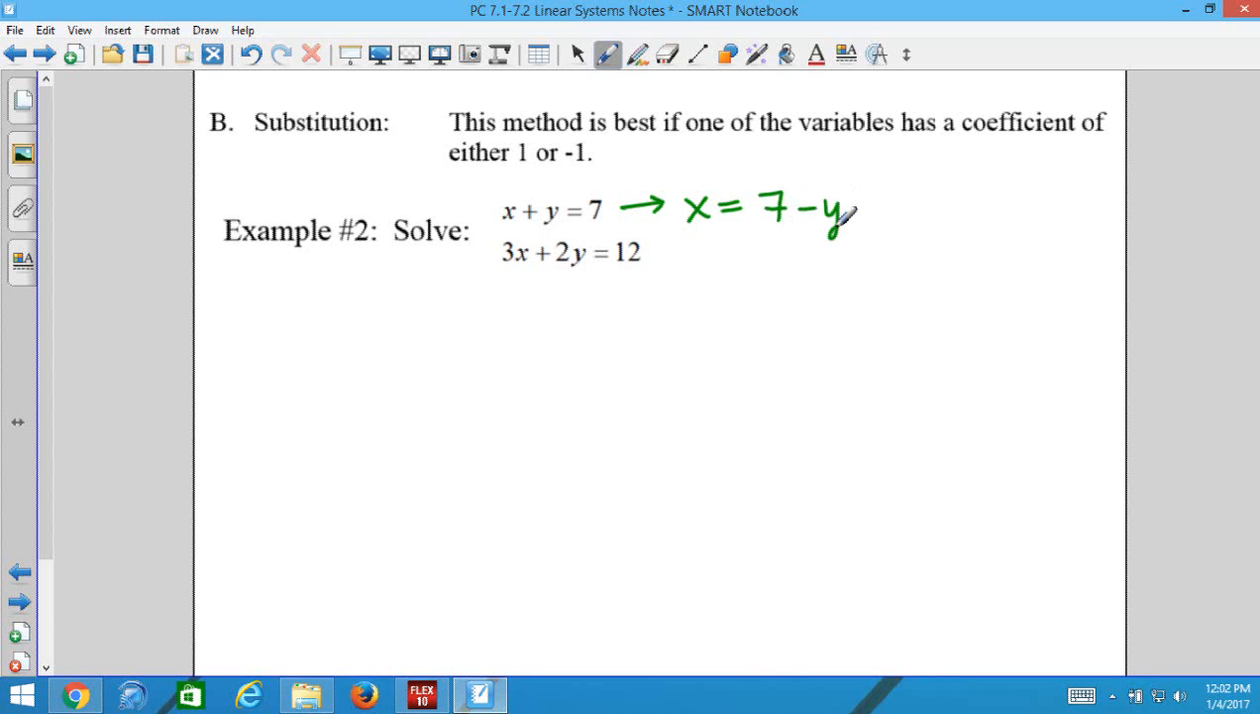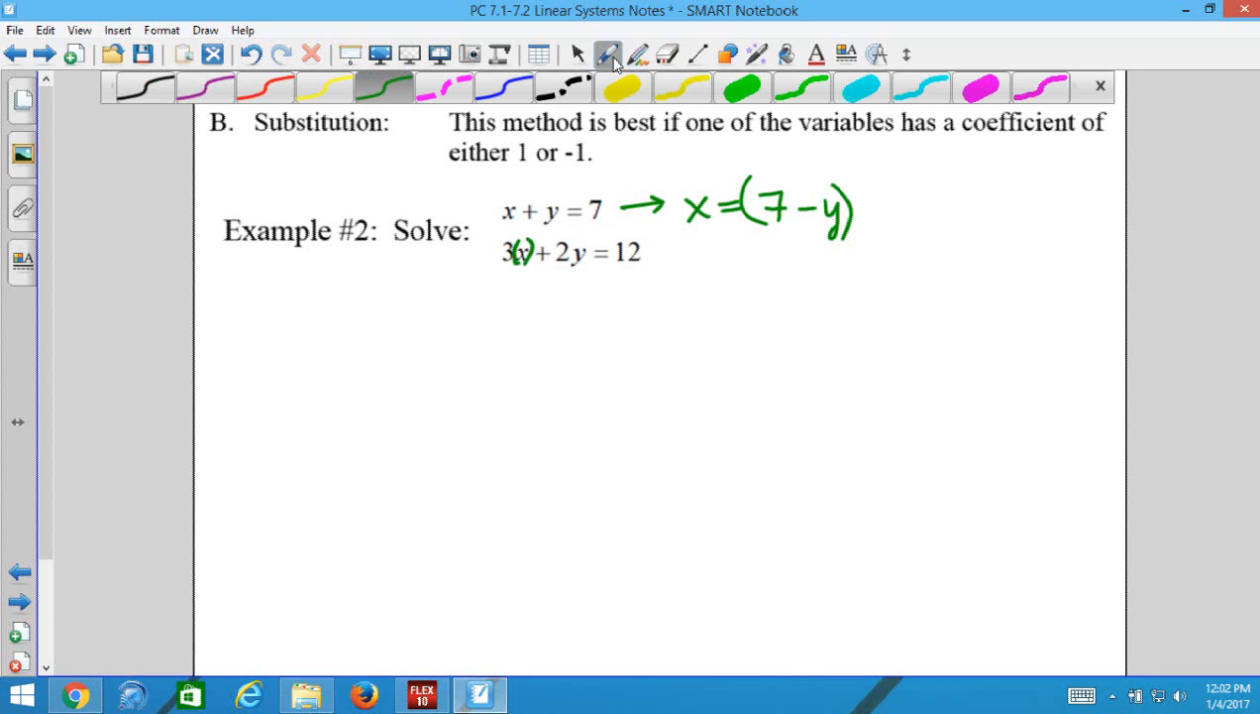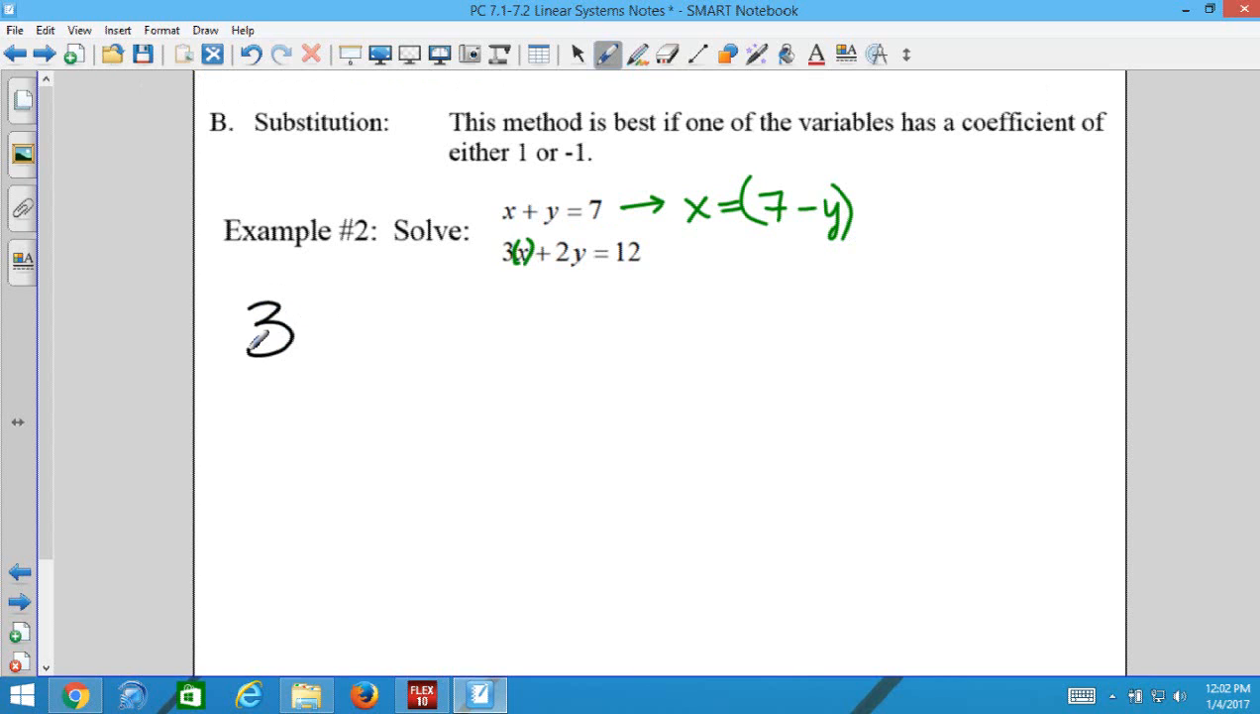How did I do that? I just subtracted the y to the other side. So x is equal to 7 minus y. So that means in this equation, x is equal to 7 minus y. So we're going to substitute it. We're going to do 3 multiplied by 7 minus y plus 2y equals 12. Just substitute it in because they're equivalent. And now we only have y, so we can solve for y.